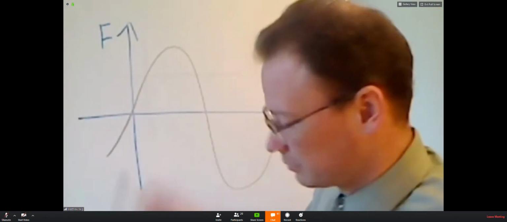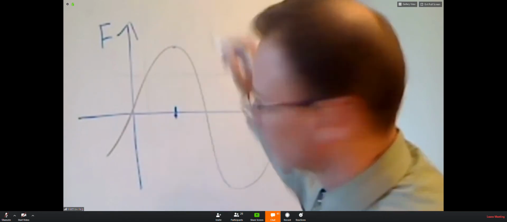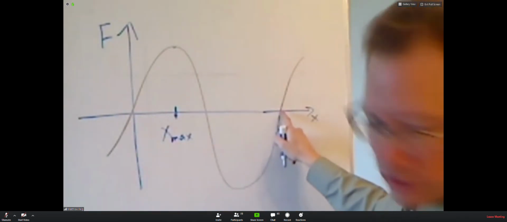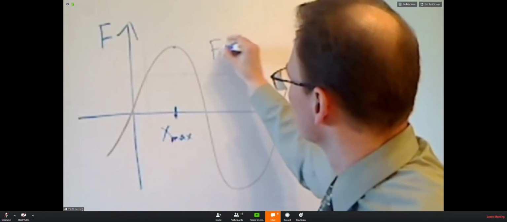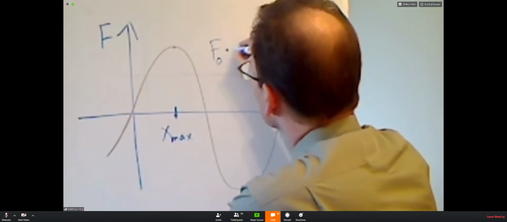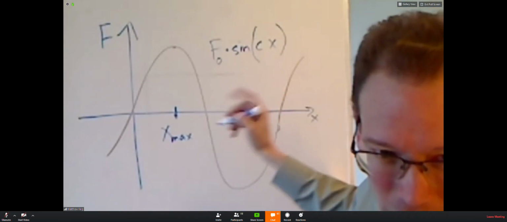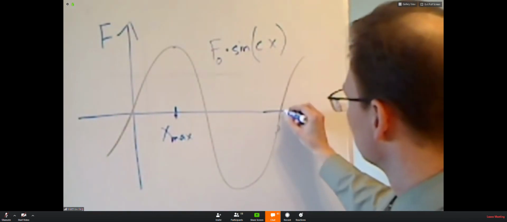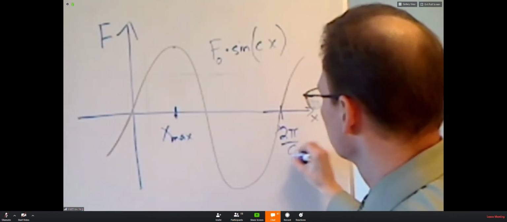So let's talk about part C. What is this position? I'm going to say force reaches a maximum right there, right? What is this position? It is 1/4 of the period. What's the period of this? Or you could say the wavelength almost. What's the wavelength of this? 2 pi over c. Does that sound familiar? 2 pi over c. And what will x max be?